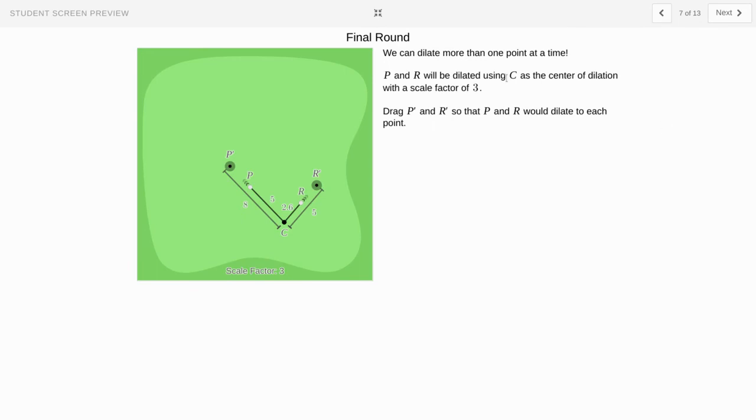All right, final round. We can dilate more than 1 point at a time. So think about if we have a bigger shape with more sides, like a square or a triangle. So point P and point R will be dilated using C as the center of dilation with a scale factor of 3. So we need to drag point P and R so that they will dilate to the point. So, scale factor of 3.